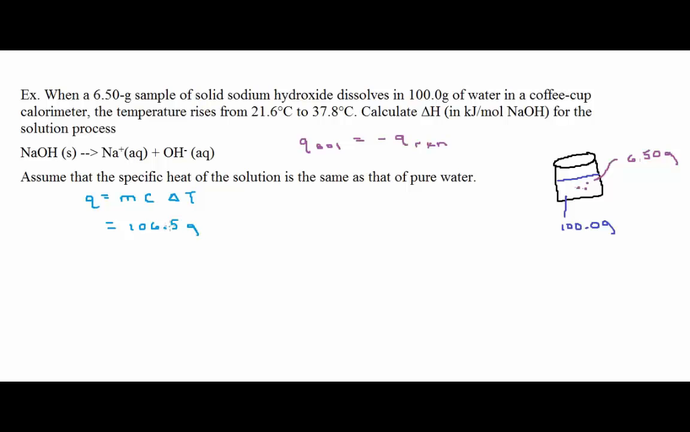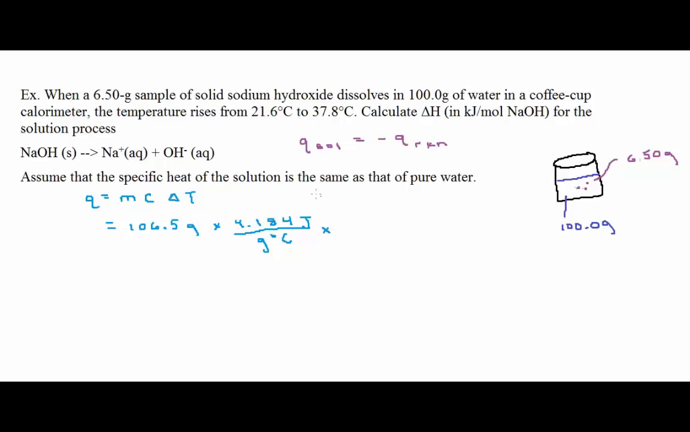In this problem, it tells you to assume that the specific heat of the solution is the same as that of pure water. Pure water has a specific heat of 4.184 joules per gram degree Celsius.